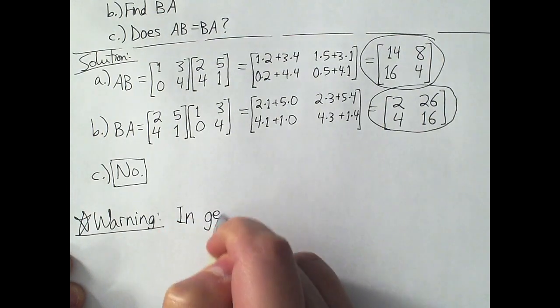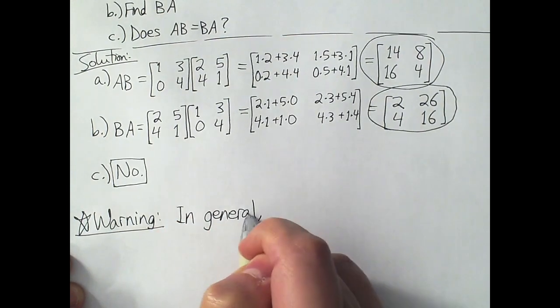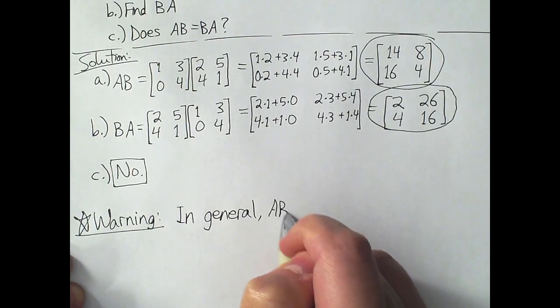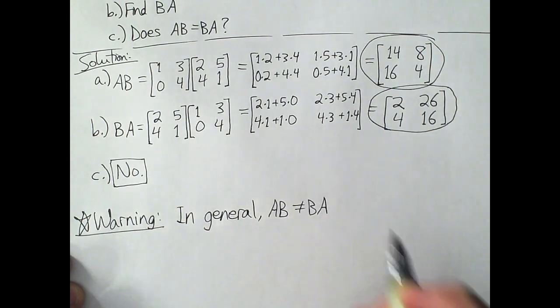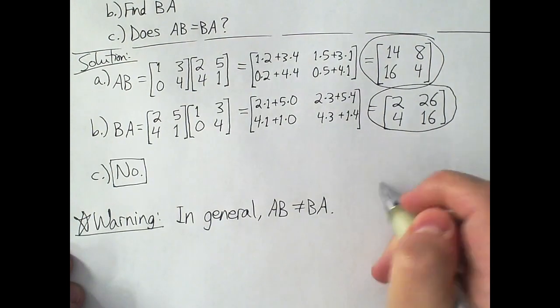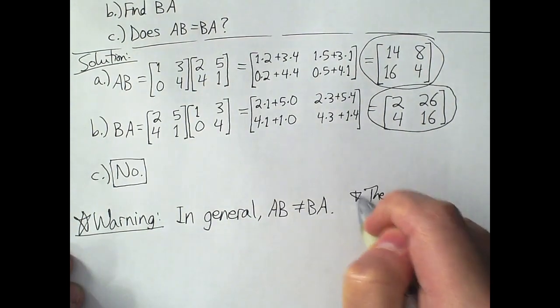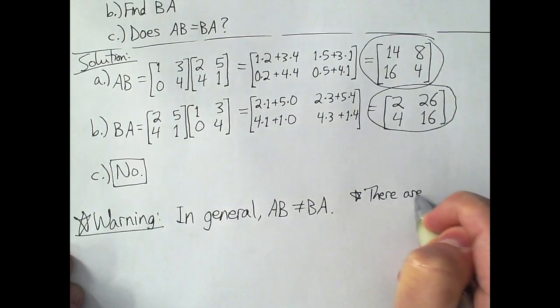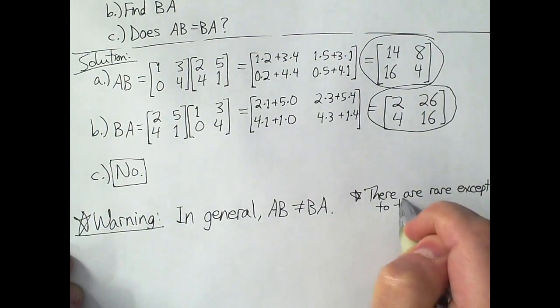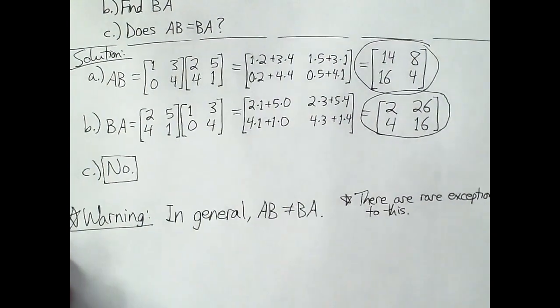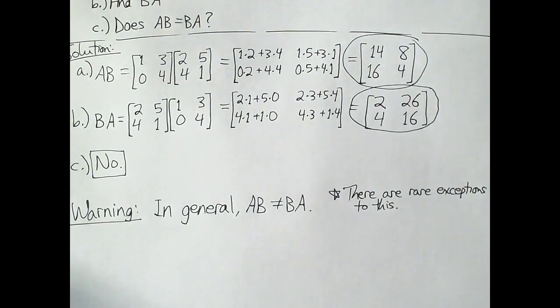In general, AB does not equal BA. I'm going to say there are rare exceptions to this. When I say rare, maybe I should explain. What do I mean by rare? Okay.